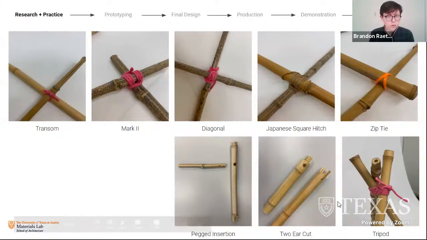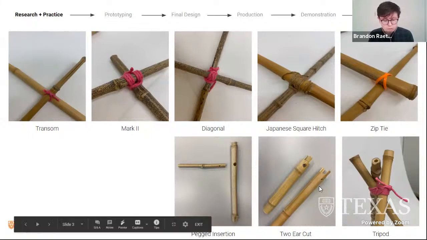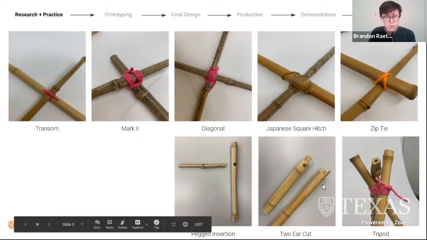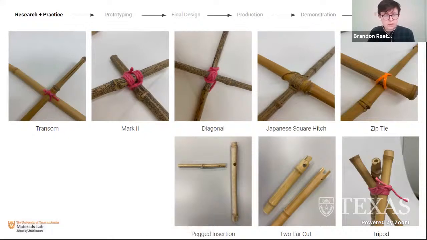So just to quickly show you guys how we began our research process, we collected a number of different lashing techniques using the tutorials we found online. There are many really wonderful tutorials that inspired us on YouTube that you guys are welcome to check out after the talk. But we began by just collecting a bunch of common techniques, and we practiced them on smaller scraps of bamboo. Some of them were more successful than others, the Mark II being one of them that we found a lot of success in that we will be using tonight.